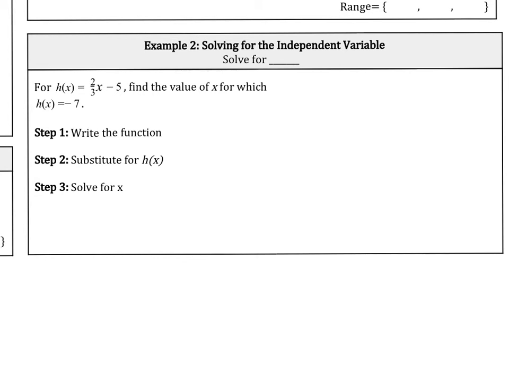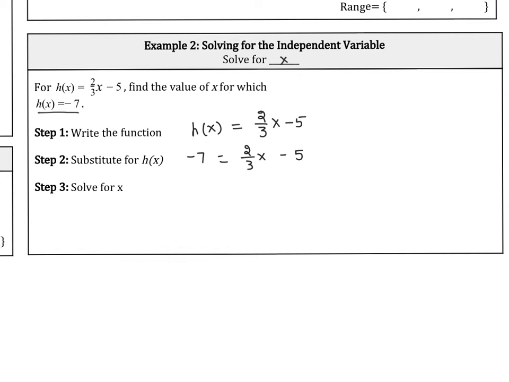Chapter 5.4, example number 2, solving for independent variable. We are going to solve this for x. So what is given here? Write the function h(x) equals 2 over 3 x minus 5. Now we are given h(x) equals negative 7. So negative 7 equals 2 over 3 x minus 5.